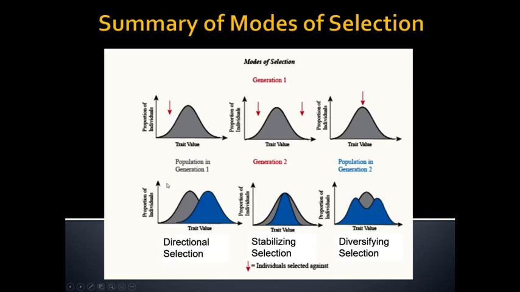Now realize directional selection can go either way. So if this represents heights in humans, and suddenly there's a big advantage to being tall, and tall people do better or reproduce at higher rates, then we'd see a shift in the population towards the taller phenotype. But we could also go the other direction.